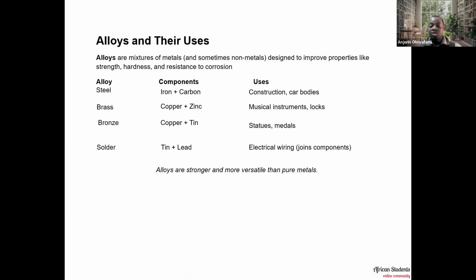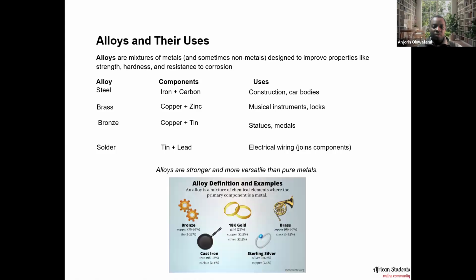So alloys are stronger and more versatile than pure metals. So we must take note of that. So these are the various alloys that we have and their components and also their uses. Okay. So we've talked about this. Just a diagram to buttress what we are talking about.